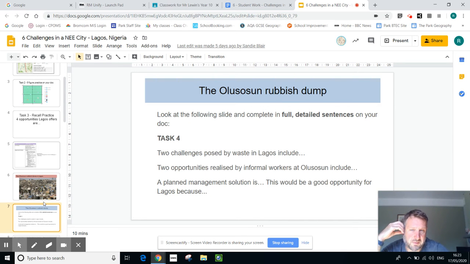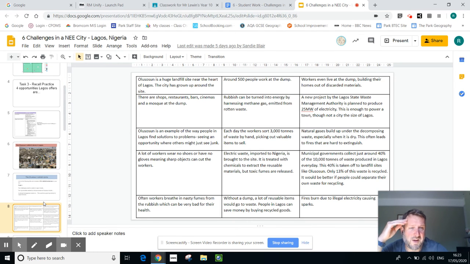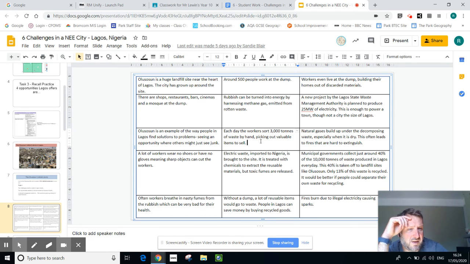Can you think about challenges posed by waste in Lagos? Could you think about opportunities for the workers and maybe a planned solution? There's a slide here with some key elements, some key things that you can pick out. So, for example, that every day 3,000 tons of waste is sorted by hand, so not by machines, by hand.